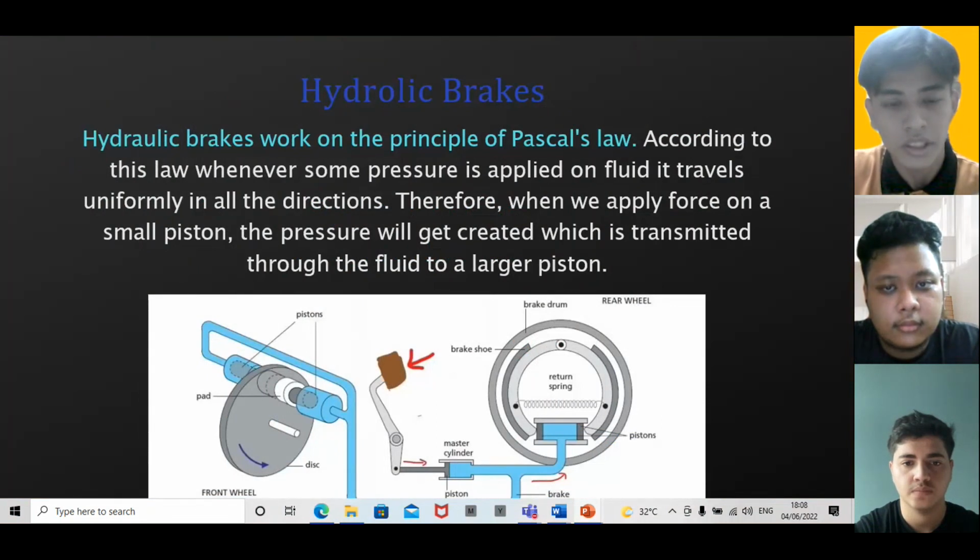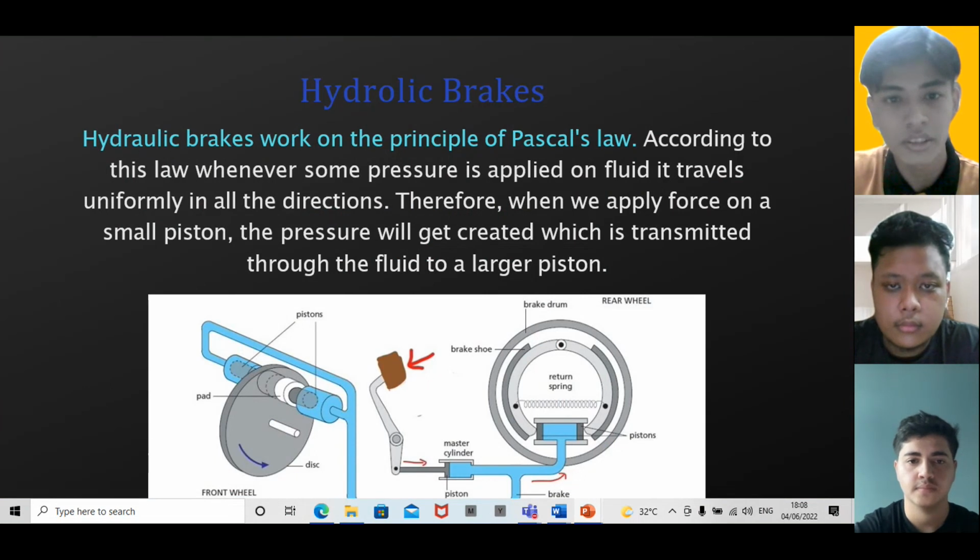Thank you. Now I will present about hydraulic brakes. The first is hydraulic brakes. Hydraulic brakes work on the principle of Pascal's law. According to this law, whenever some pressure is applied on the fluid, it is transmitted uniformly in all directions. Therefore, when we apply force on a small piston, the pressure will get created, which is transmitted through the fluid to a larger distance.